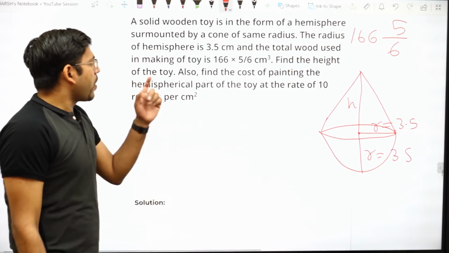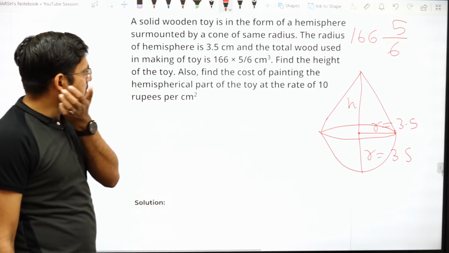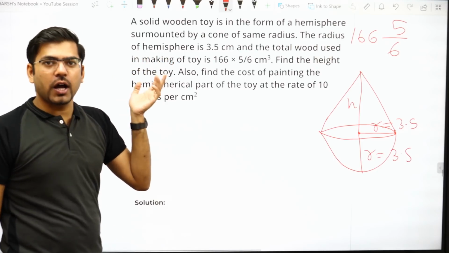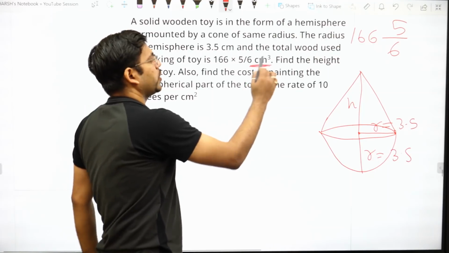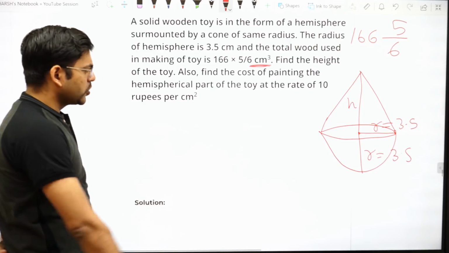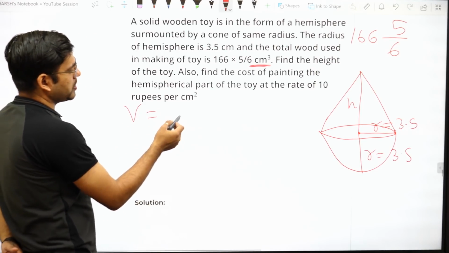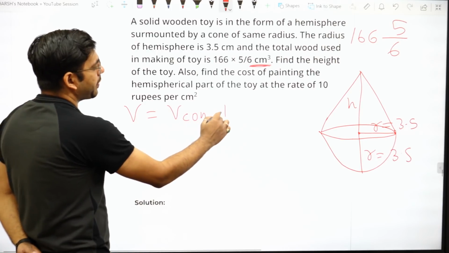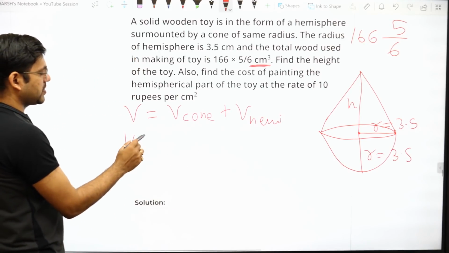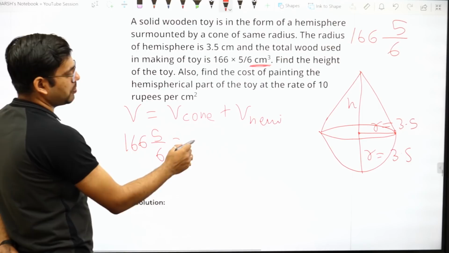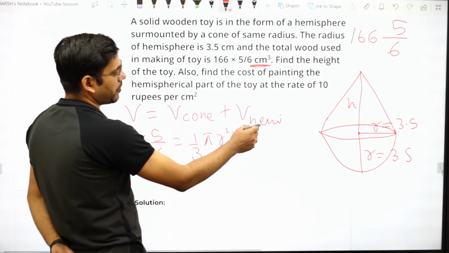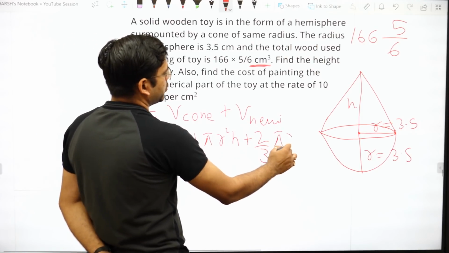Now, the total wood used in making the toy is this. Many students might not know whether this is an area or a volume. See the unit: centimeter cube. So surely this is a volume. Now you have to use the volume of this complete figure, which is volume of cone plus volume of hemisphere. So the volume given as 166 5/6 is equal to the volume of the cone, 1/3 pi r square h, plus the volume of the hemisphere, 2/3 pi r cube.